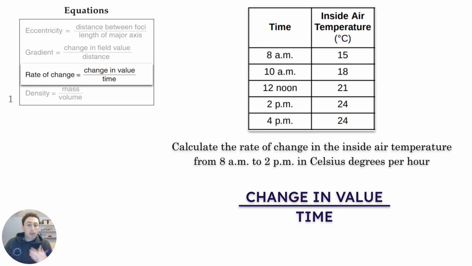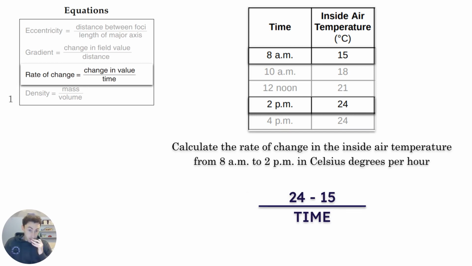So for instance, a question they may ask, they'll give you this data table and they'll say, calculate the rate of change in the inside air temperature from 8 a.m. to 2 p.m. in Celsius degrees per hour. That's the change in value over the time. So in this case, it's from 8 a.m. to 2 p.m. So the change in value is going to be from 24 to 15. So from 24 to 15 is going to be 9. So that's 9 degrees is the change in value.